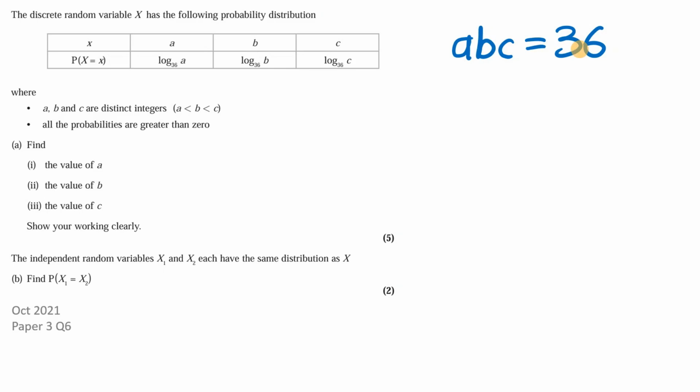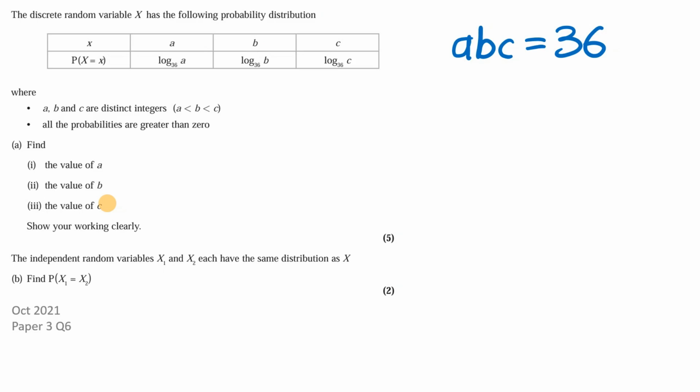So we need to find three distinct integers that multiply together to give 36, and these could be the possible values of a, b, and c. Now, there are a few methods that you can use in order to get these three distinct integers. In the mark scheme, it talks about prime factorization, which you can do it that way if you want.